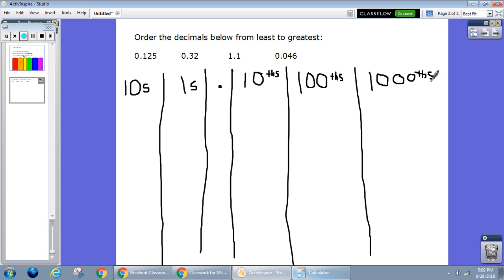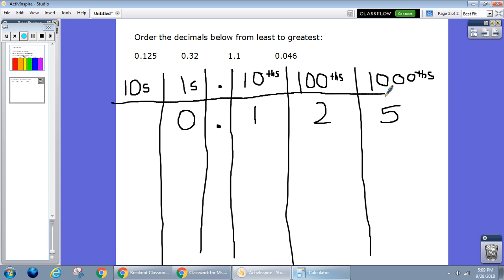All right, so let's look at our numbers. So we have 125 thousandths. So I have nothing in my ones place. Here's my decimal. I have 125 thousandths. All right, I'm gonna draw a line here so we can keep track of ourselves.